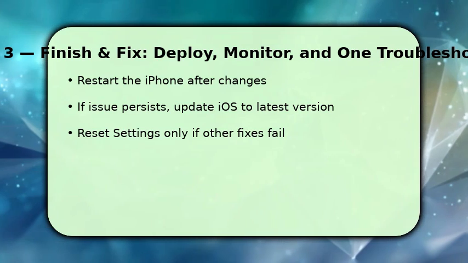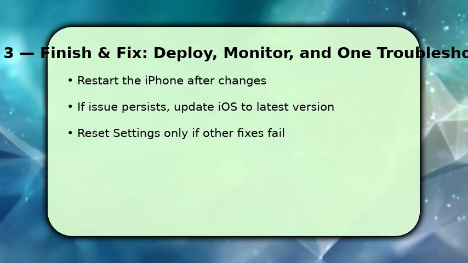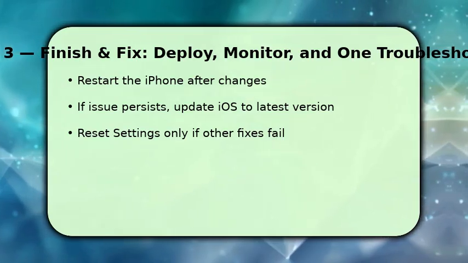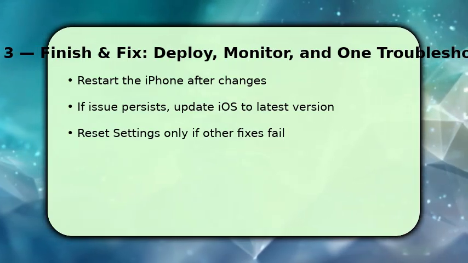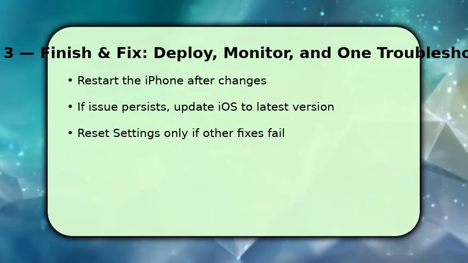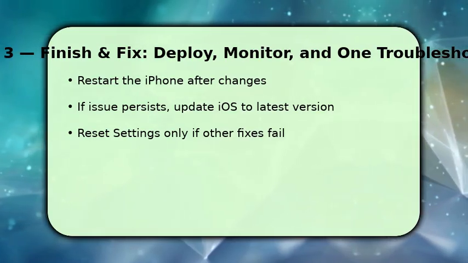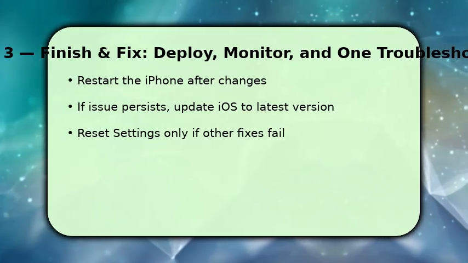Finish by restarting your iPhone so all settings apply cleanly. A reboot often resolves lingering conflicts. If the screen still turns off, update iOS in settings, right arrow, general, right arrow, software update, because bugs can reintroduce timeouts. As a last resort, use reset, right arrow, reset all settings to restore defaults without erasing data. Only do this if other steps fail.